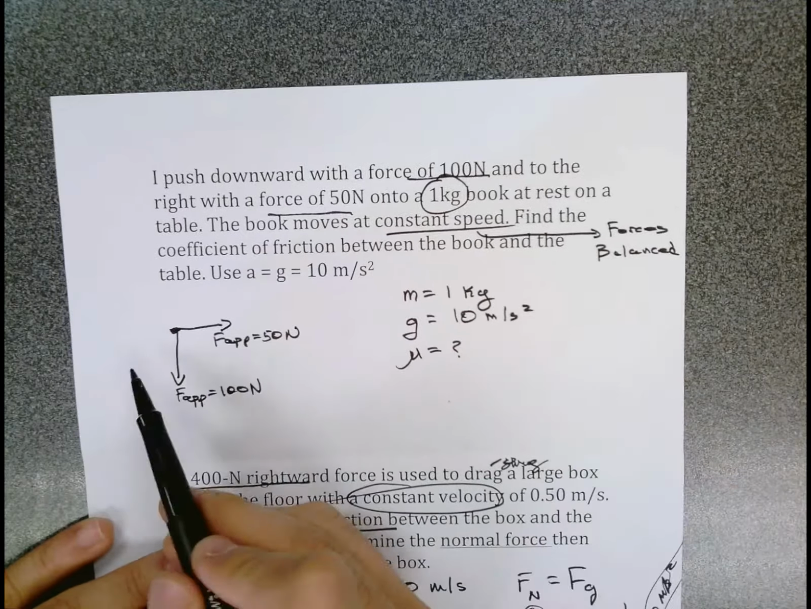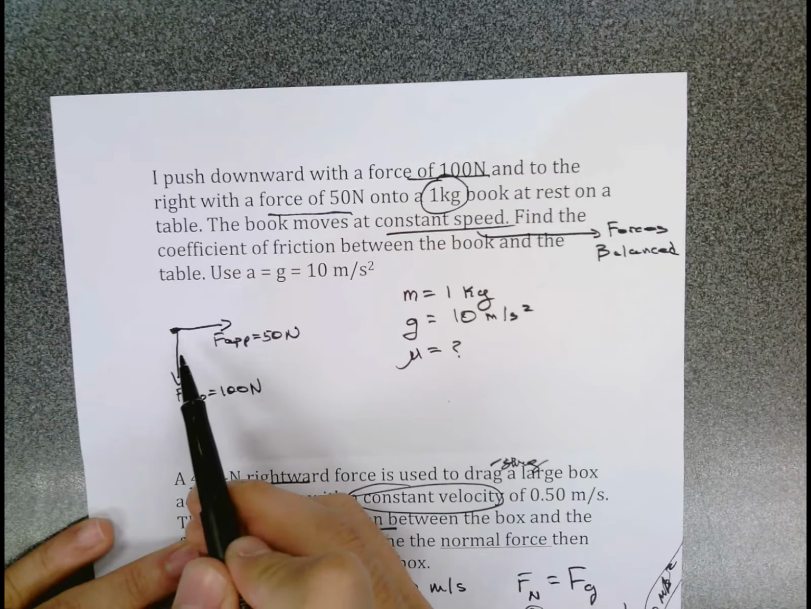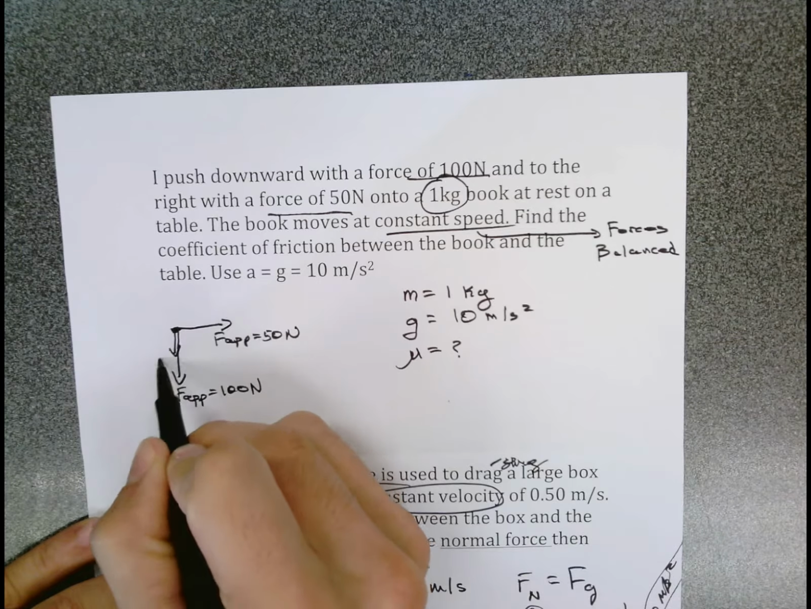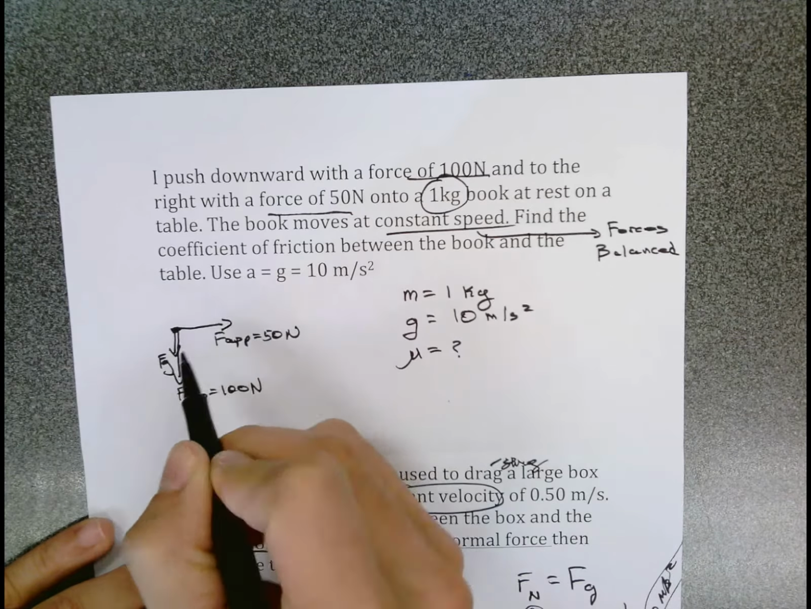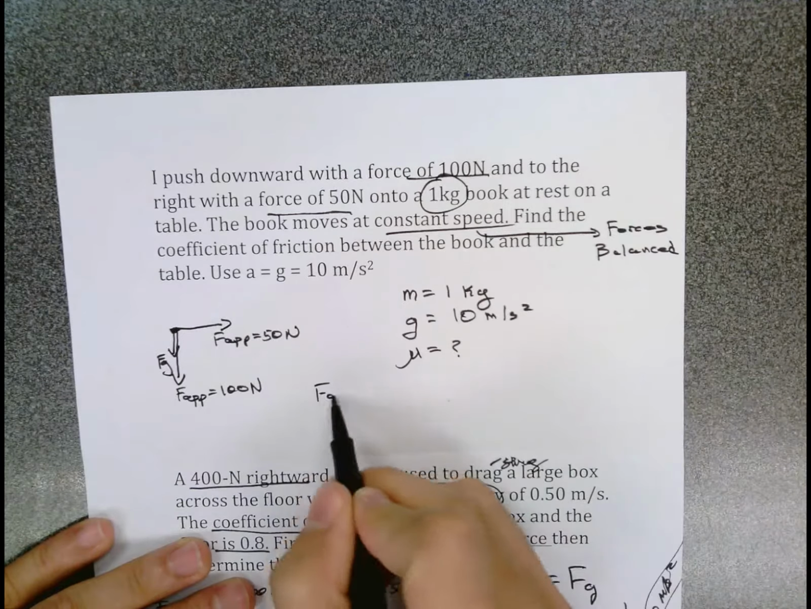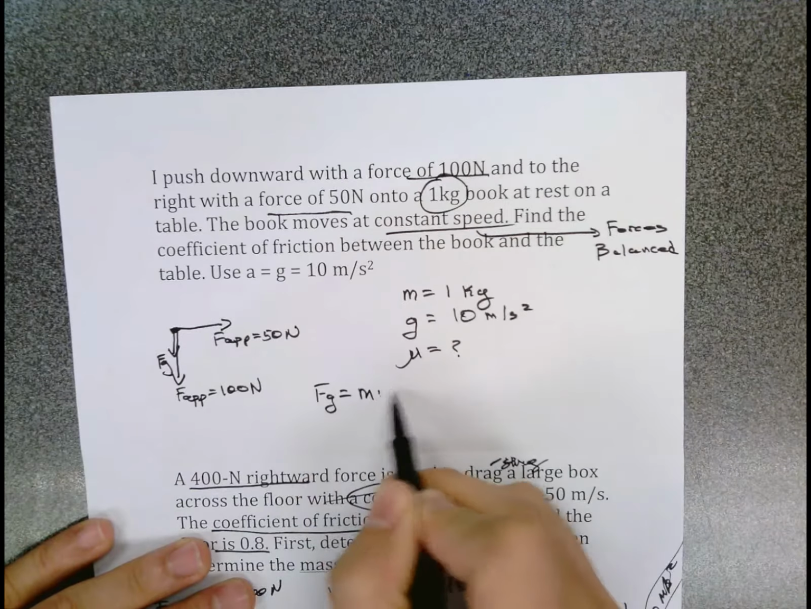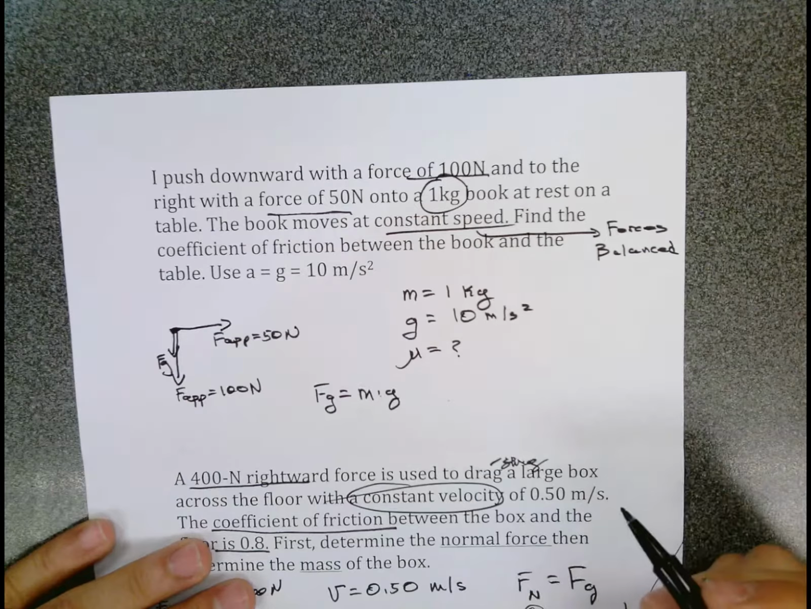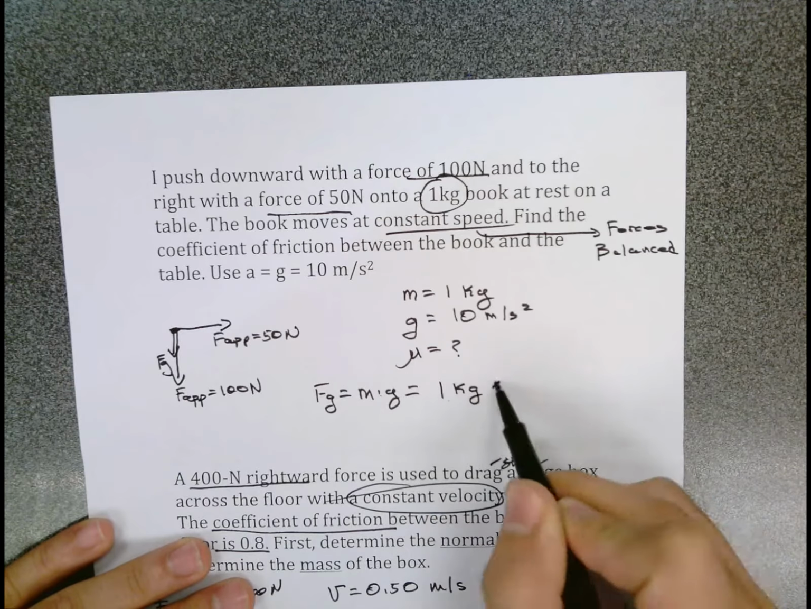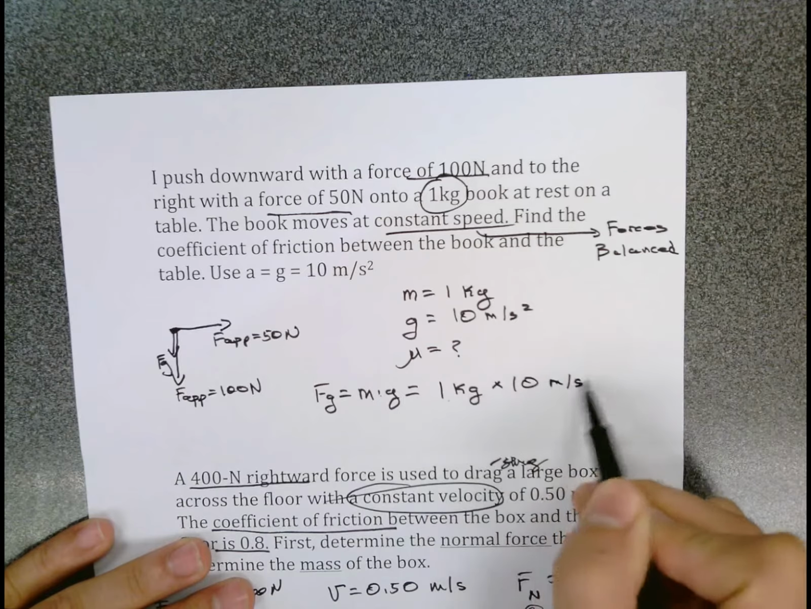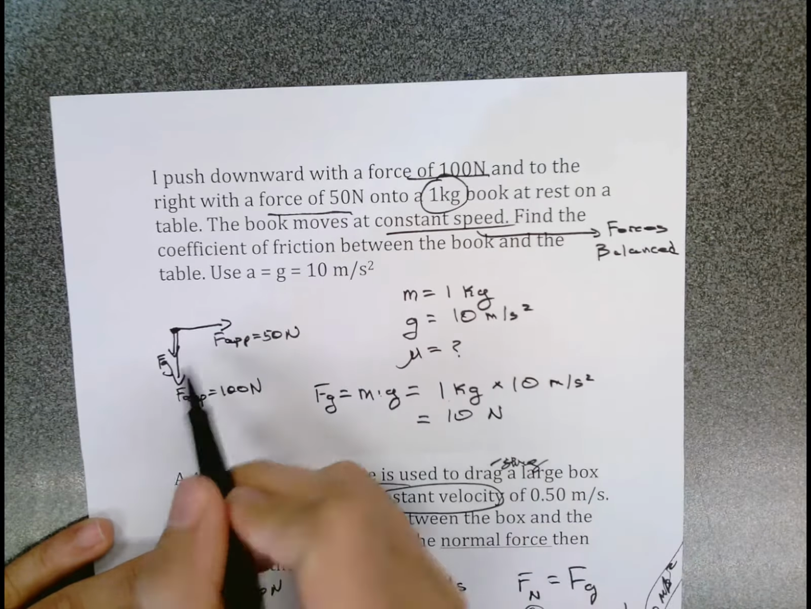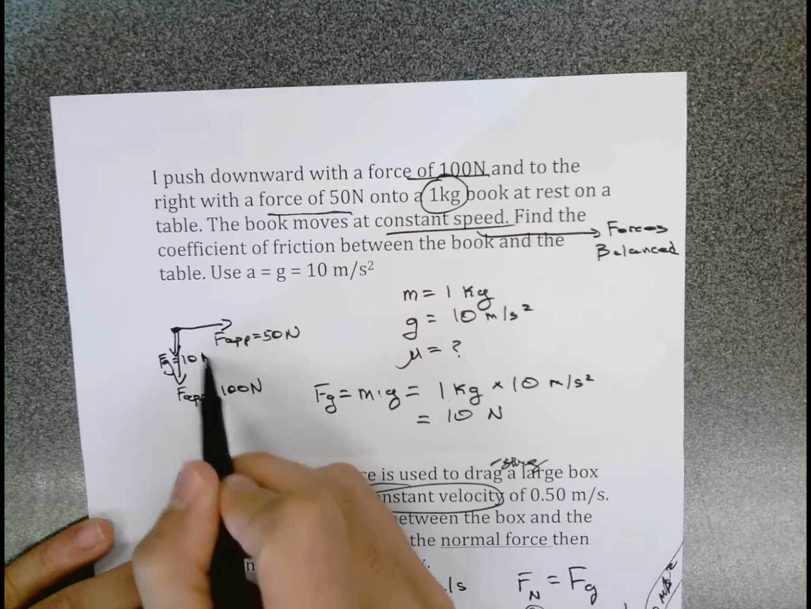Alright, let's go back to our free body diagram. In our free body diagram, we know that this book is on a table. That means there is a force of gravity. And this force of gravity is equal to mass times acceleration due to gravity, Fg equals mg. That gives us 1 kilogram times 10 meters per second squared, which gives us an Fg of 10 newtons. Fg equals 10 newtons.